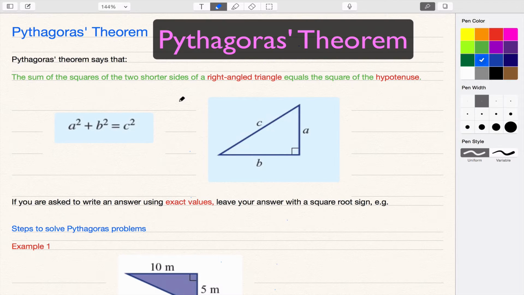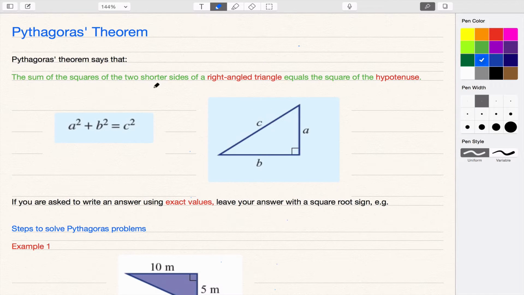Pythagoras theorem says that the sum of the squares of the two shorter sides of a right-angled triangle equals the square of the hypotenuse. Now there's a few words in there. First one I want to point out is for Pythagoras theorem to work, it must be a right-angled triangle. And you can tell if a triangle is right-angled by looking at this little box in the corner there.